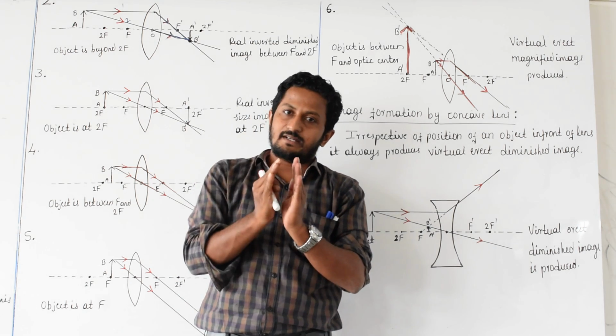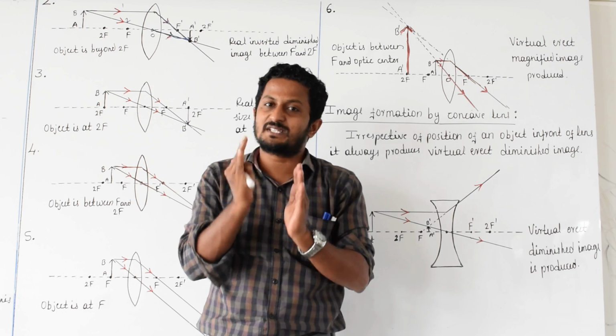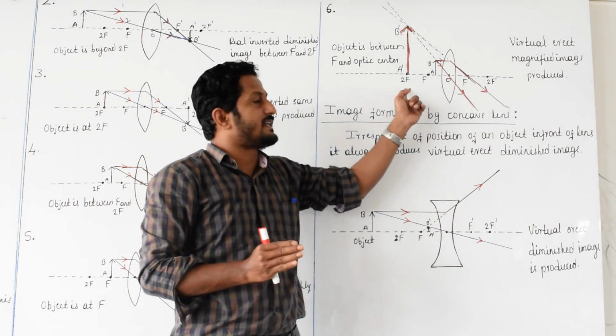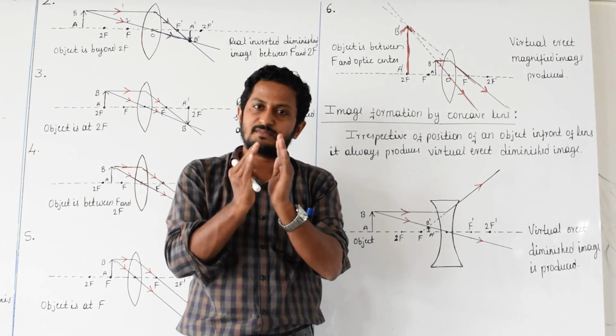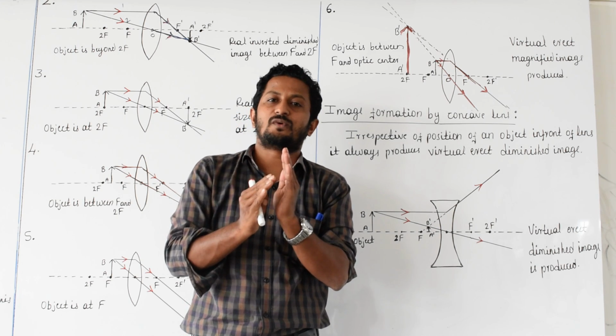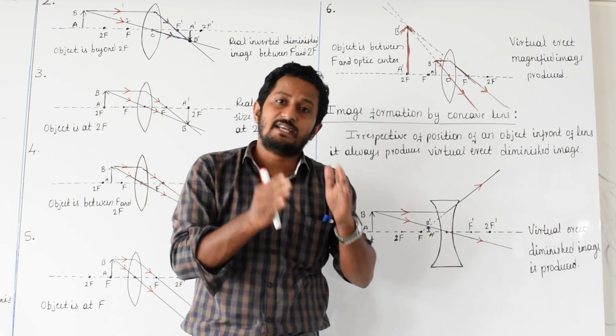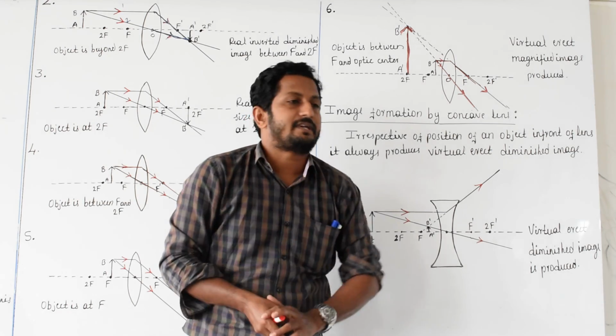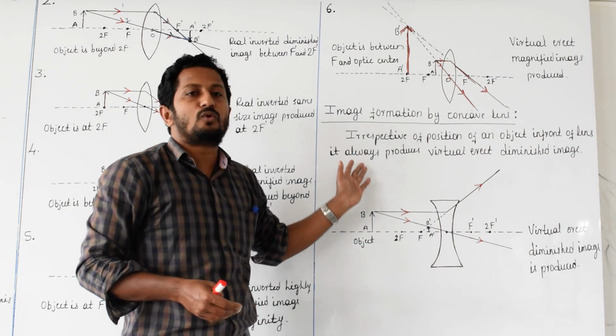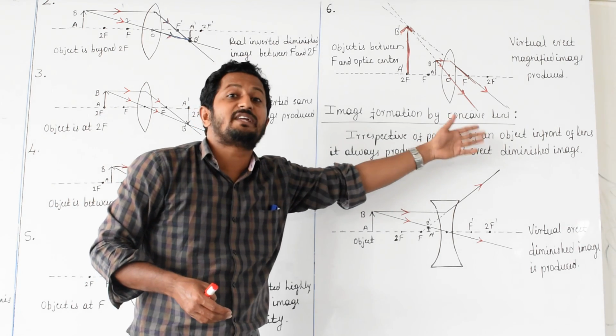If the object comes in front of the principal focus, then the convex lens is going to produce a virtual erect image. Similarly, we now go with image formation by the concave lens.